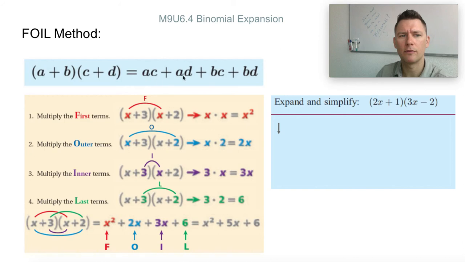Great. So this is the same thing. An easy way to remember that is called the FOIL method. And FOIL just stands for first, outer, inner, last. This is a little convoluted. I might remove it.